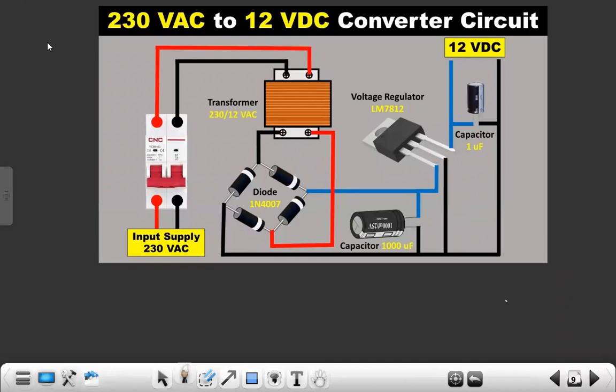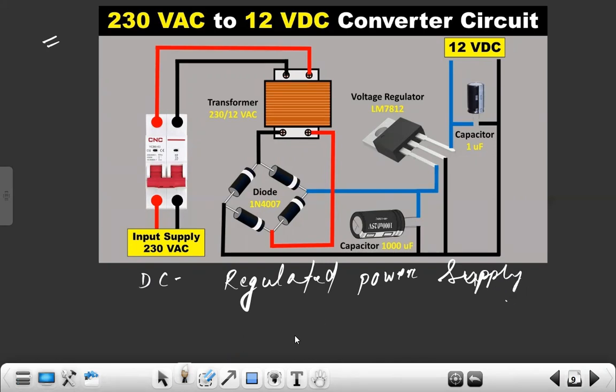Today we are going to learn about regulated power supply, which is DC regulated power supply. What is called DC regulated power supply? So what exactly is a DC regulated power supply?